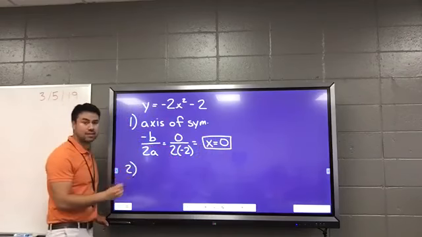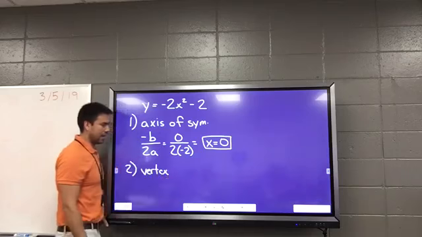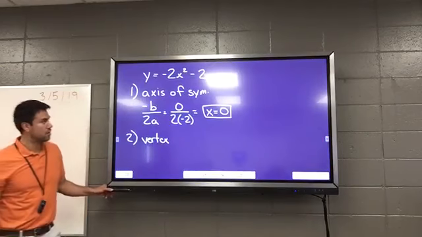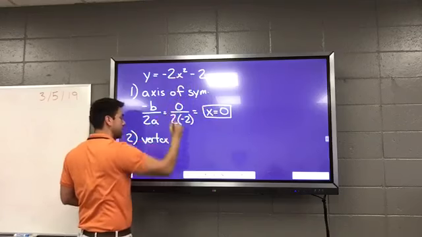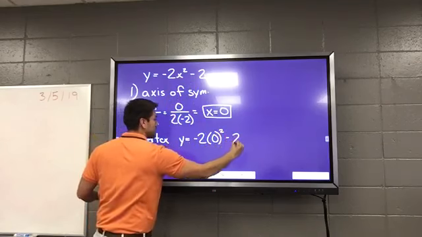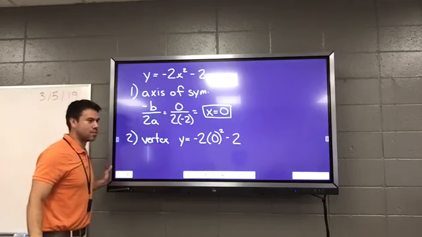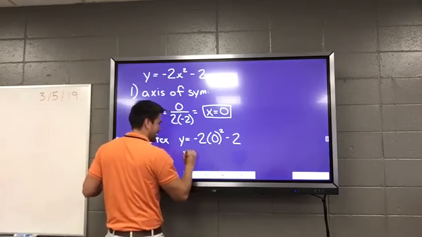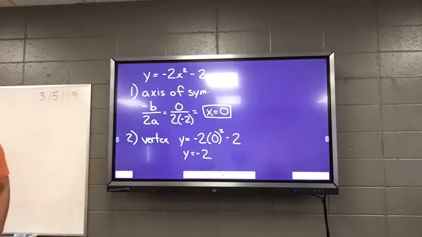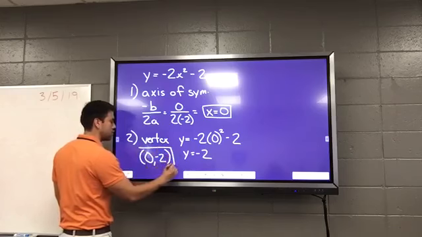Number 2, what do you find out next? The vertex. And how in the world am I going to find the vertex, which is an ordered pair? Don't you put the x values back into the equation? Yep, put this back into that equation, so you get y equals negative 2 times 0 squared minus 2. And solve for that to get y. What's 0 squared? 0 times negative 2? 0 minus 2? What should you get when you solve for y? You should get negative 2. So what's your ordered pair? 0, negative 2. That's your vertex.